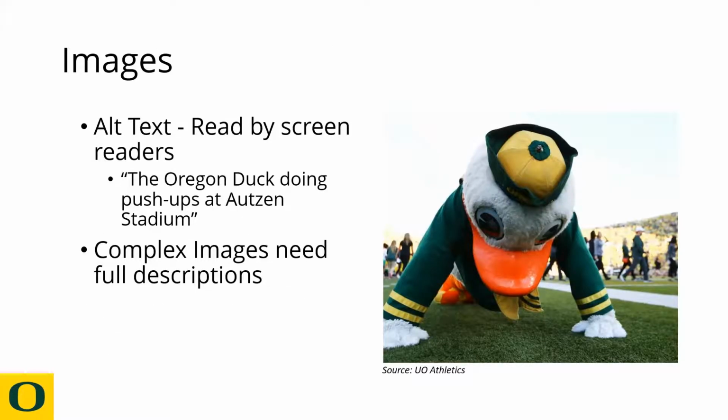Images. If you can't see images and there's no text-based alternative, this content is inherently inaccessible to you. All images need alt text. Alt text is content that is normally hidden to most users, but gets read by assistive technologies like screen readers. Alt text is a short sentence that describes the image in context. For example, I gave the image on this slide, the Oregon Duck doing push-ups at Autzen Stadium.